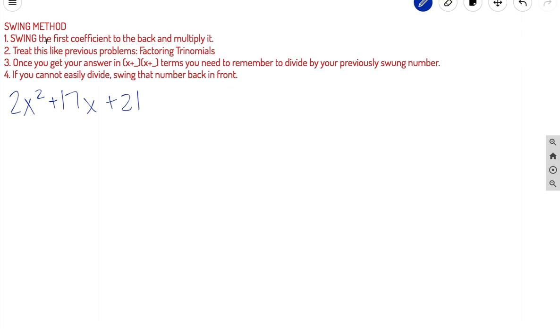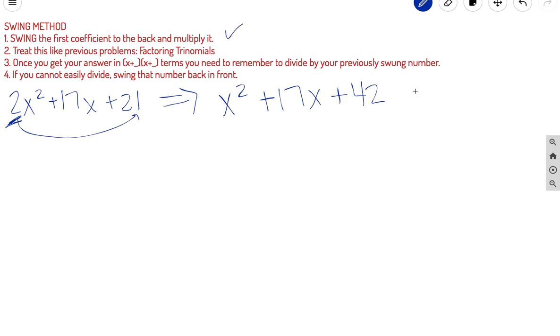Step 1, swing the first coefficient to the back and multiply it. So we're going to take this coefficient and we're going to swing it to the back. So my new equation looks like this. x squared plus 17x plus 42. That makes more sense now. And step 2, treat this like a previous problem, factoring trinomials. So we're going to find two numbers that multiply to get me 42, but then also add to get me 17.